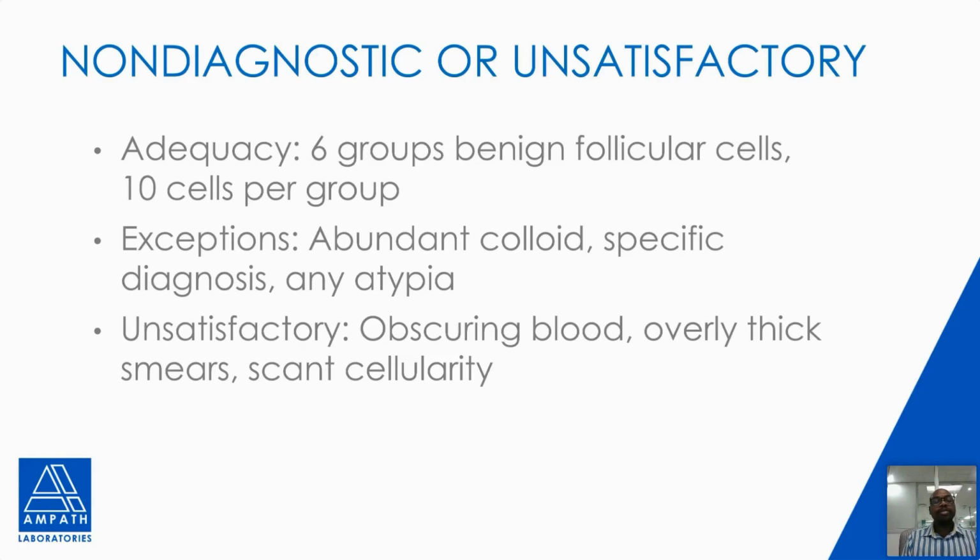Or any atypia that you see in any groups, even if they are not defined according to the definition of adequacy, you can still go ahead and make a call. And then unsatisfactory, you can make that diagnosis if there's things like obscuring blood or overtly thick smears, scant cellularity. So in that case, you can go on and make the diagnosis of unsatisfactory.